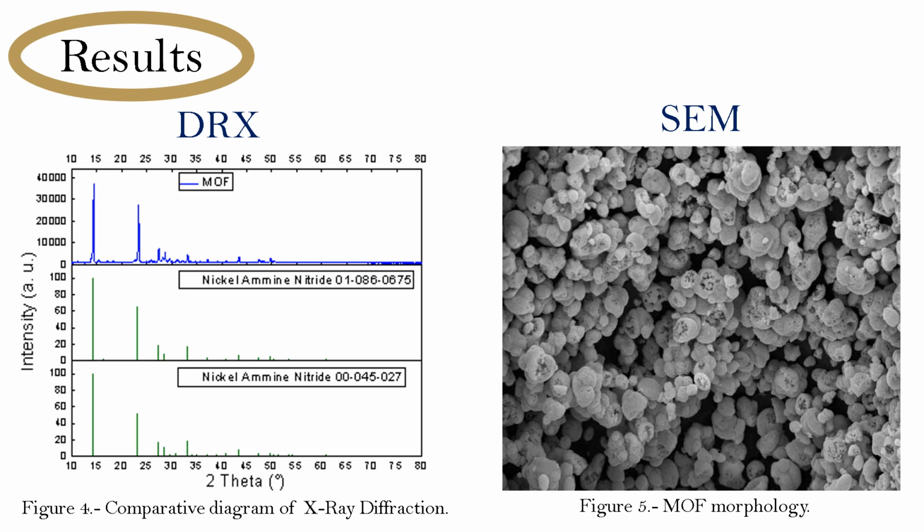It followed that the crystal system of the MOF is the same as that of nickel amine nitride, namely cubic. Supporting this crystalline structure hypothesis, it is mentioned that it was found at high temperatures in addition to high pressure in the hydrothermal system.